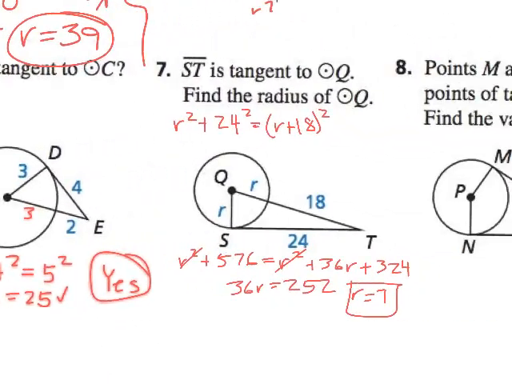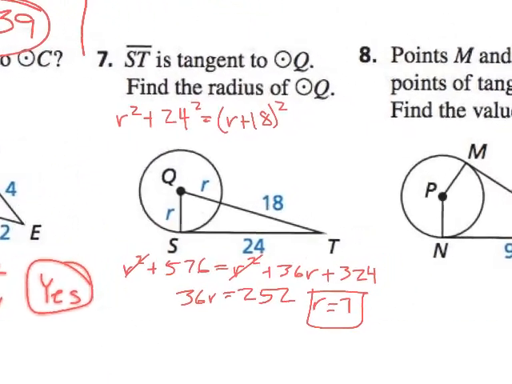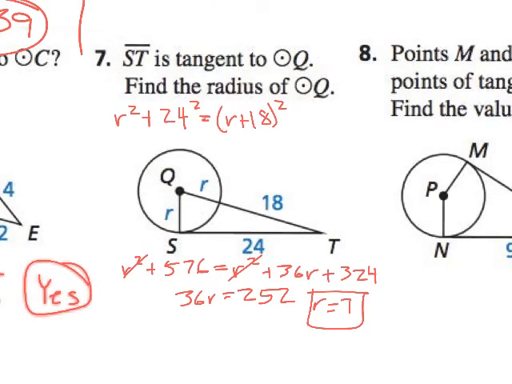All right, number 7. It tells me ST is tangent, and I need to find the radius. Oh, why did my screen move? Okay, technical difficulties. We're good now.